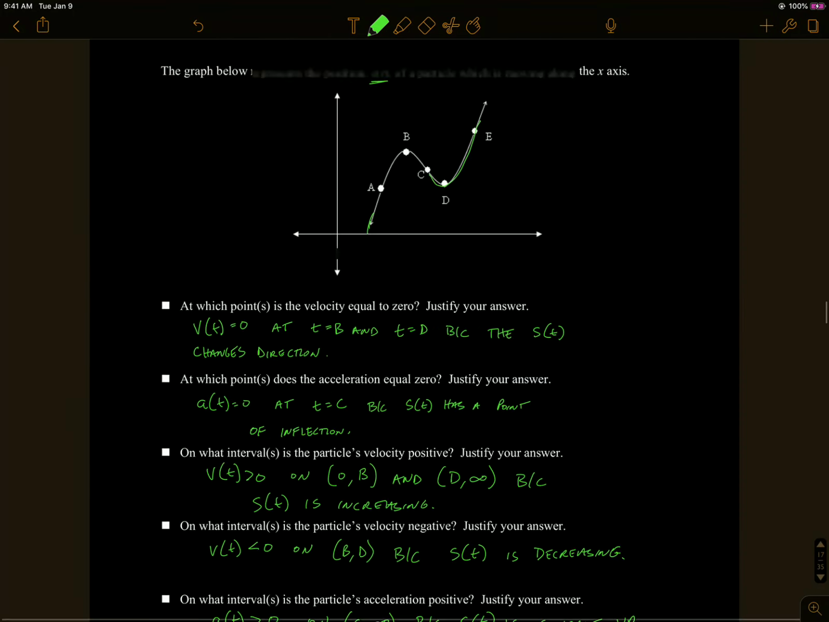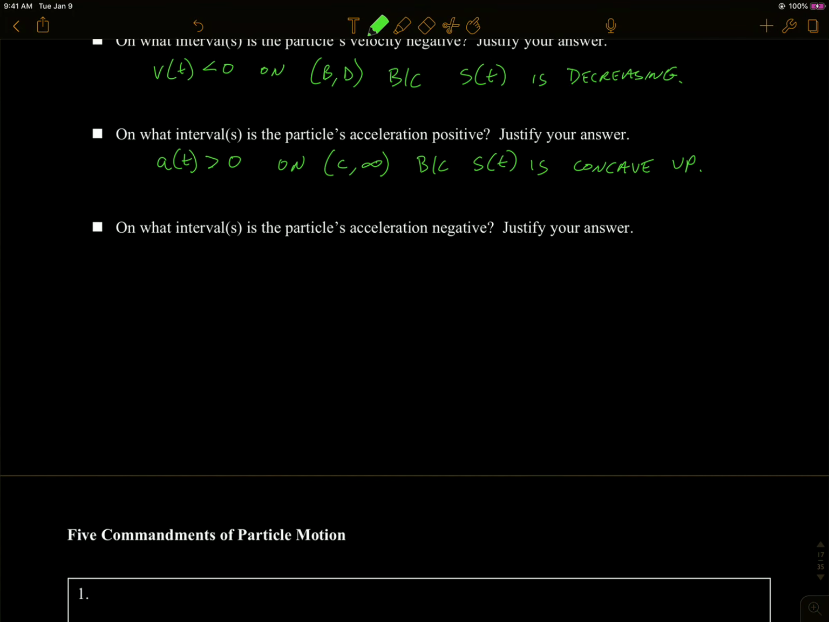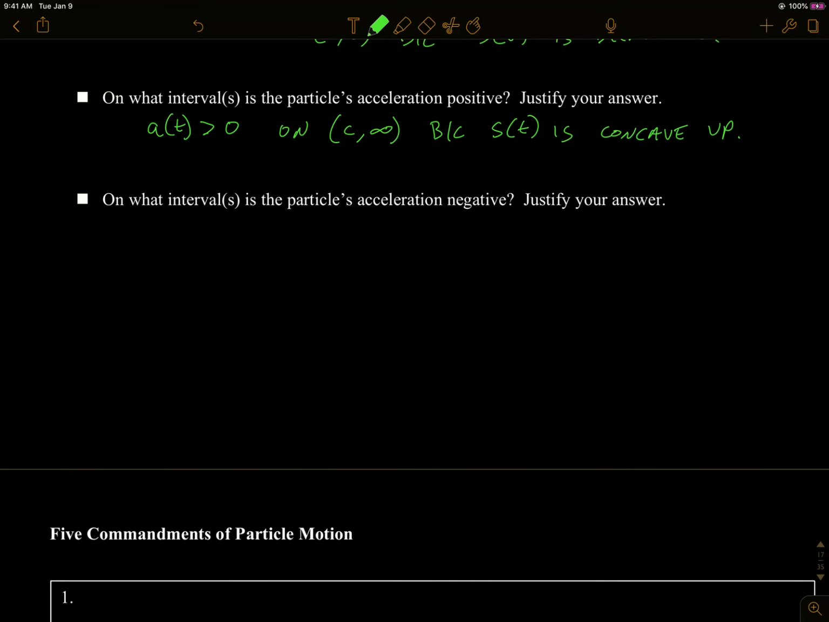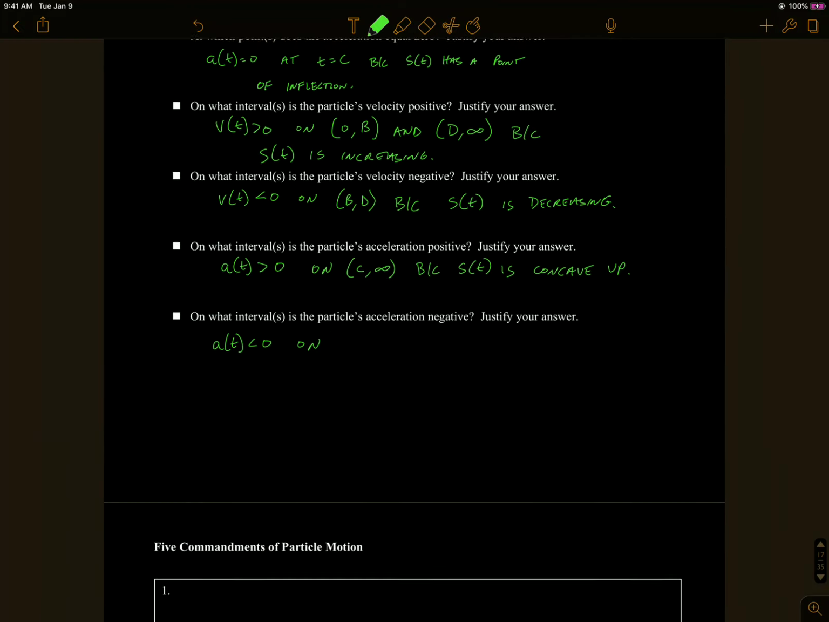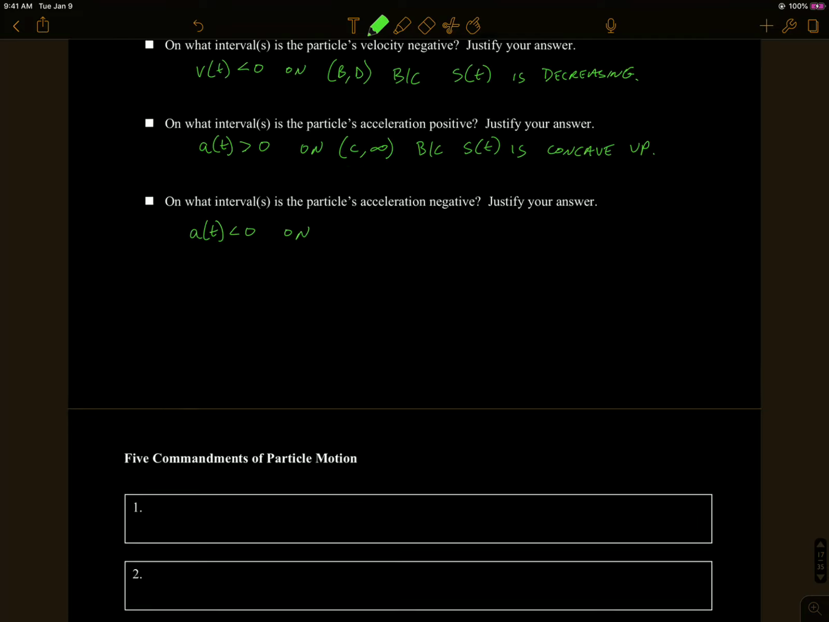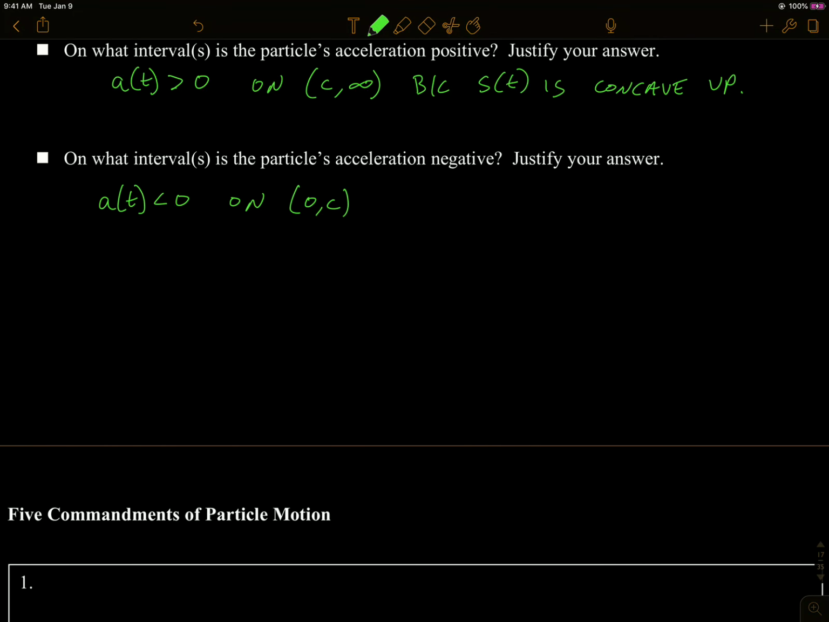We can talk about what that means in class, why that's happening. On what intervals is the particle's acceleration negative? So the acceleration will be negative on the interval 0 to c, because the original function is concave down.